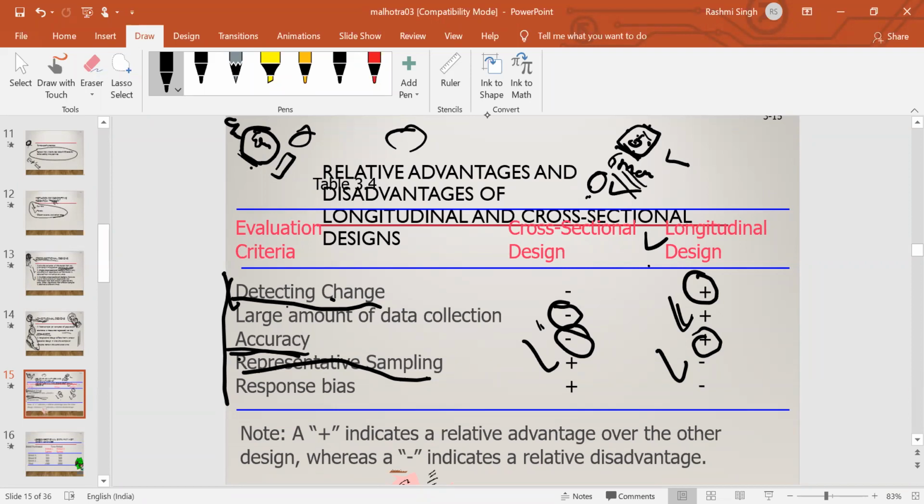How? As I said, this longitudinal research design is generally compensatory or monetary in nature. So when you are giving some gifts, sometimes what happens, there may be some respondents, suppose, who don't have any information about politics.